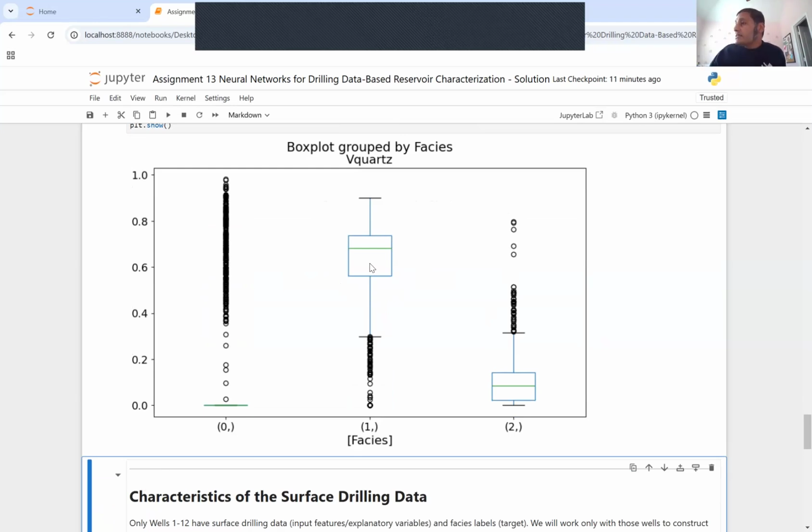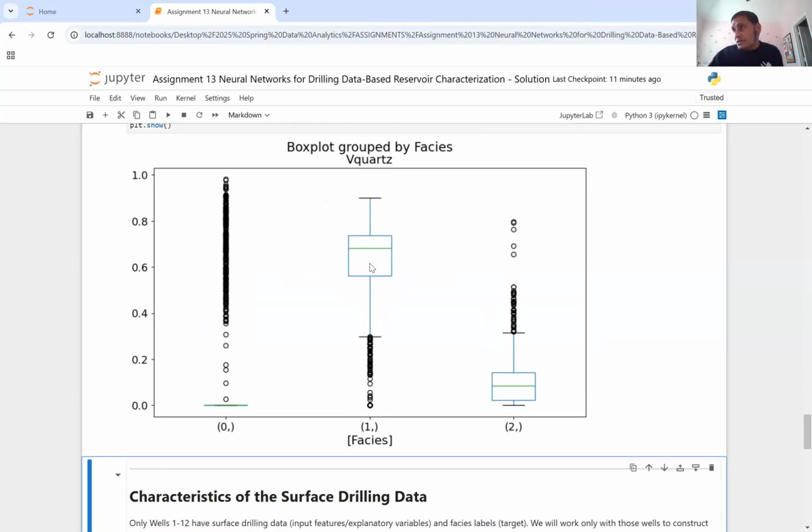And because there is a variation in the mineralogy, we also have differences in the log responses. And that's why the geologist was able to capture those differences by just analyzing the log responses.